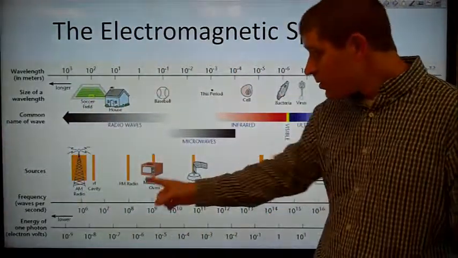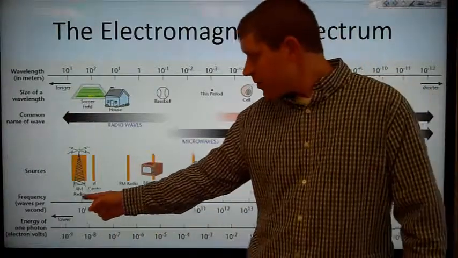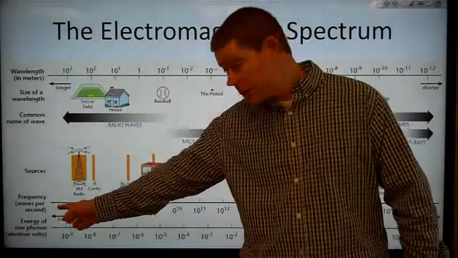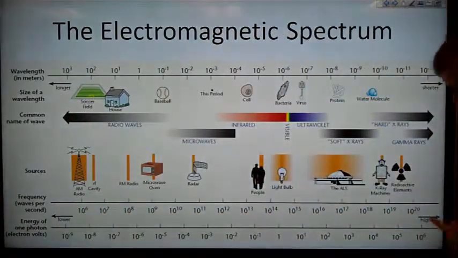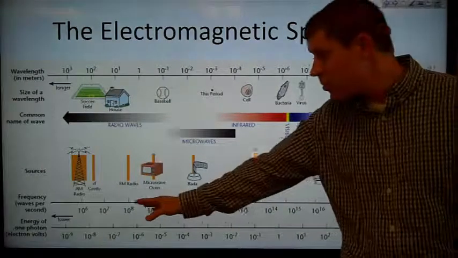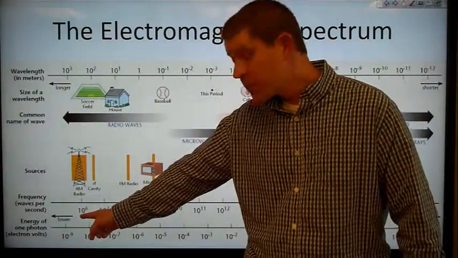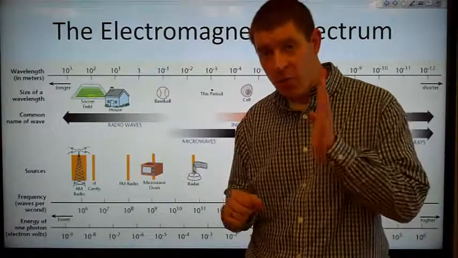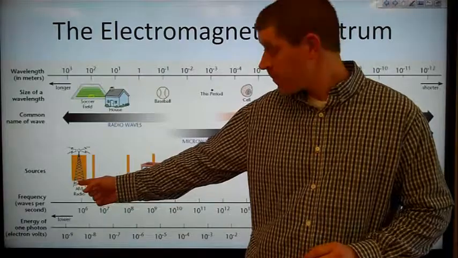Now, I also have 2 more scales down here. We have frequency, which is this scale, and these are low frequencies, so here is 10 to the 6, 10 to the 7, and so on, up to 10 to the 20. So again, this is frequency, so this is waves per second. So down here, at 10 to the 6, that's 1,000,000 waves per second pass by some point in space. So that's like radio waves.